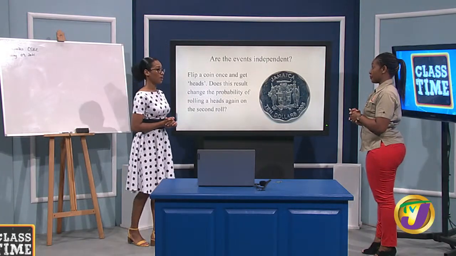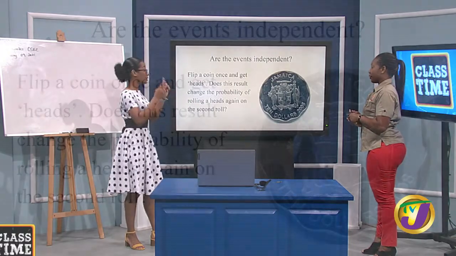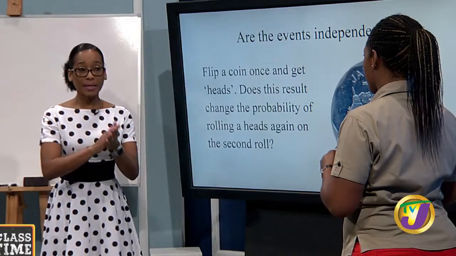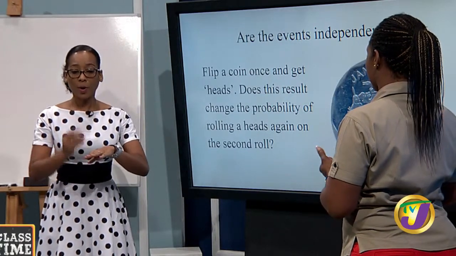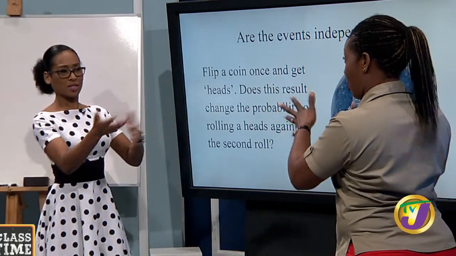Let's test our brain now on independent events. We're looking at a third one. We flip a coin and we get heads. Does this result change the probability of getting heads again on the second flip? So I flip the coin, I get a head, and I flip it again. Will it change the probability?